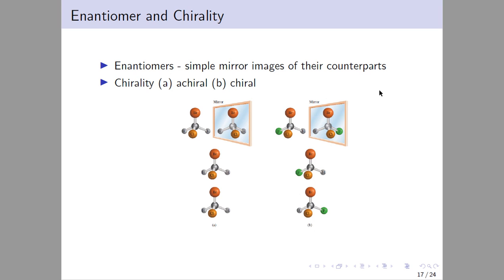Okay, and for this one, it is chiral. Superimpose: you can see that this hydrogen and this hydrogen are superimposed, but here this fluorine cannot be superimposed onto the mirror image of this fluorine, so these are chiral.